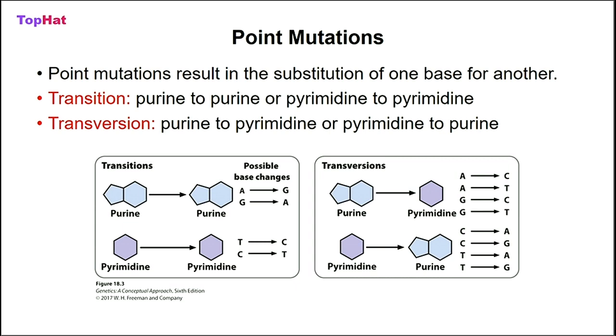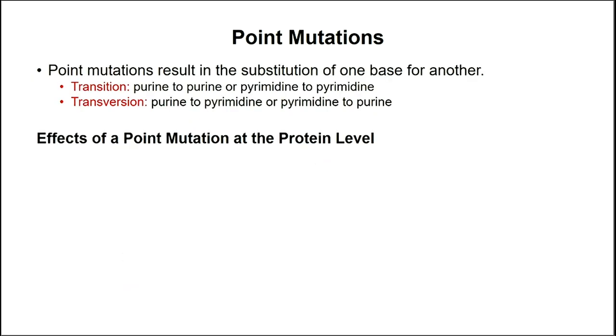So we have to remember which ones are purines and which ones are pyrimidines to figure out whether we have a transition or a transversion. So a transition is when a purine changes to a purine, so A to G or G to A, or a pyrimidine changes to a pyrimidine, so T to C or C to T. And a transversion is when a pyrimidine changes to a purine or a purine changes to a pyrimidine.